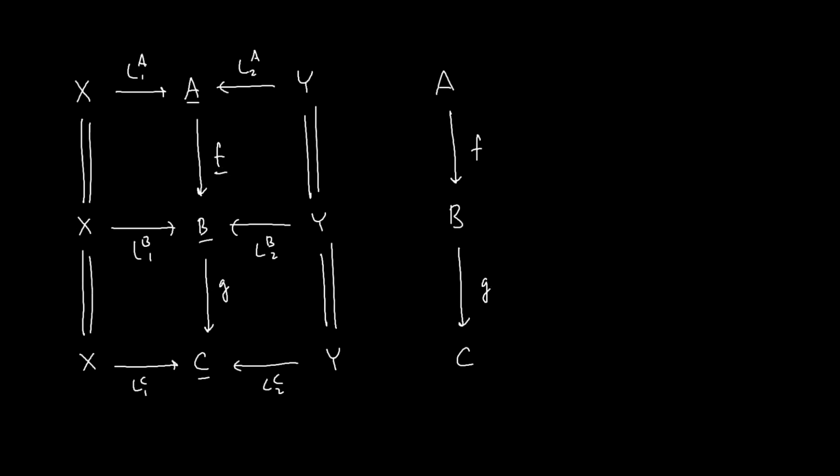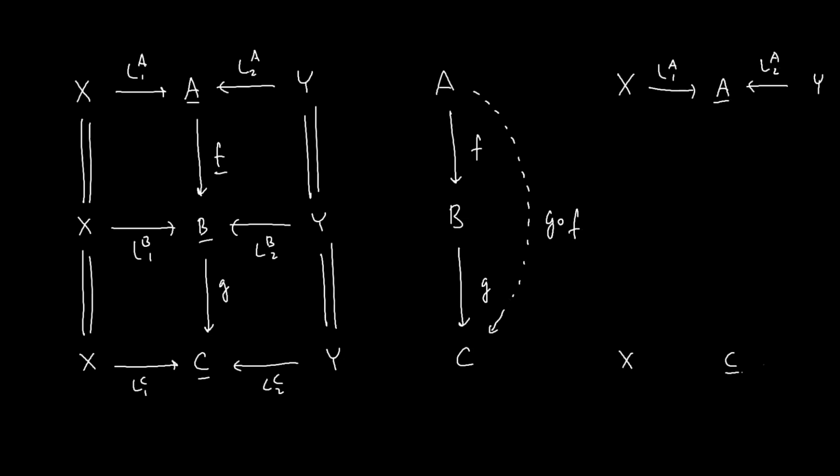Now I need to define how I compose these two things. I need to define the composite. So what should be G composed with F? Well, the diagram for that will be, so I've got my first object. The composite forgets the middle object, right? I've got my first object. I've got my last object.